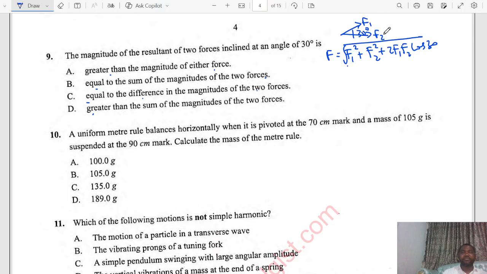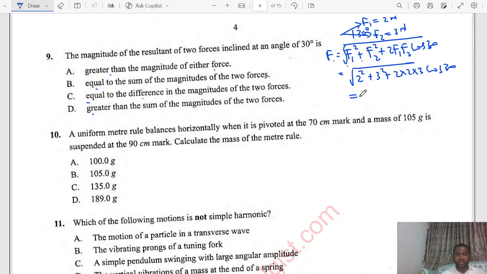Let's assume that F1 is 2 newtons and F2 is 3 newtons. You don't have time to do all this in the exam hall, but looking at the plus, as a mathematician, you can figure out that this is definitely greater than this. But if we say this is 2, this is 3, and I substitute here, it's going to be 2 squared plus 3 squared plus 2 times 3, then cos 30.